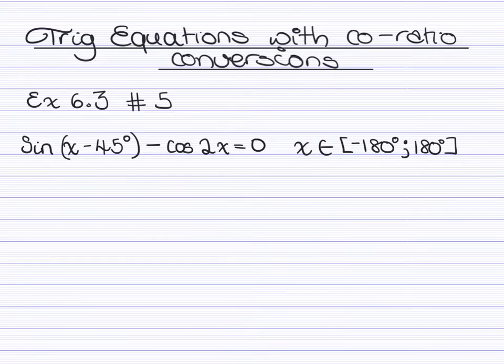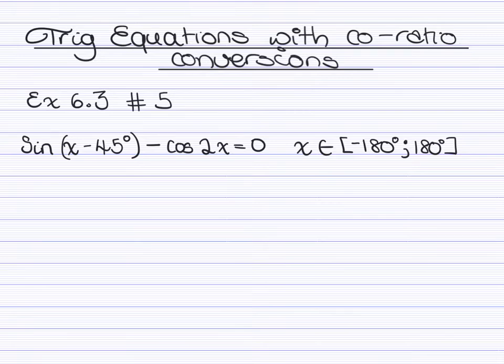Hello again, grade 12s. So the question that we're going to look at today is from exercise 6.3, number 5. This question was requested by Zoe. So the question reads as follows: sine(x − 45°) − cos 2x = 0. They want us to solve for x, where x is between and including −180° and 180°.